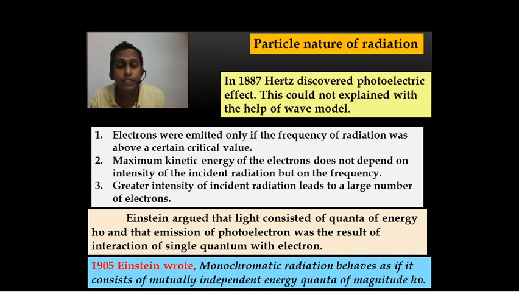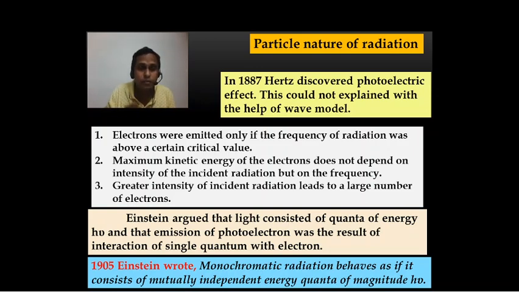Albert Einstein gave a satisfactory explanation for the photoelectric effect, and he got the Nobel Prize for that. Heinrich Hertz discovered the photoelectric effect but could not explain it based on wave theory. What is observed in the photoelectric effect is that electrons were emitted only if the frequency of radiation was above some certain critical value. Not all frequencies can emit electrons from the metal surface. Electrons were emitted only if the incident light has a frequency much higher than some critical value.